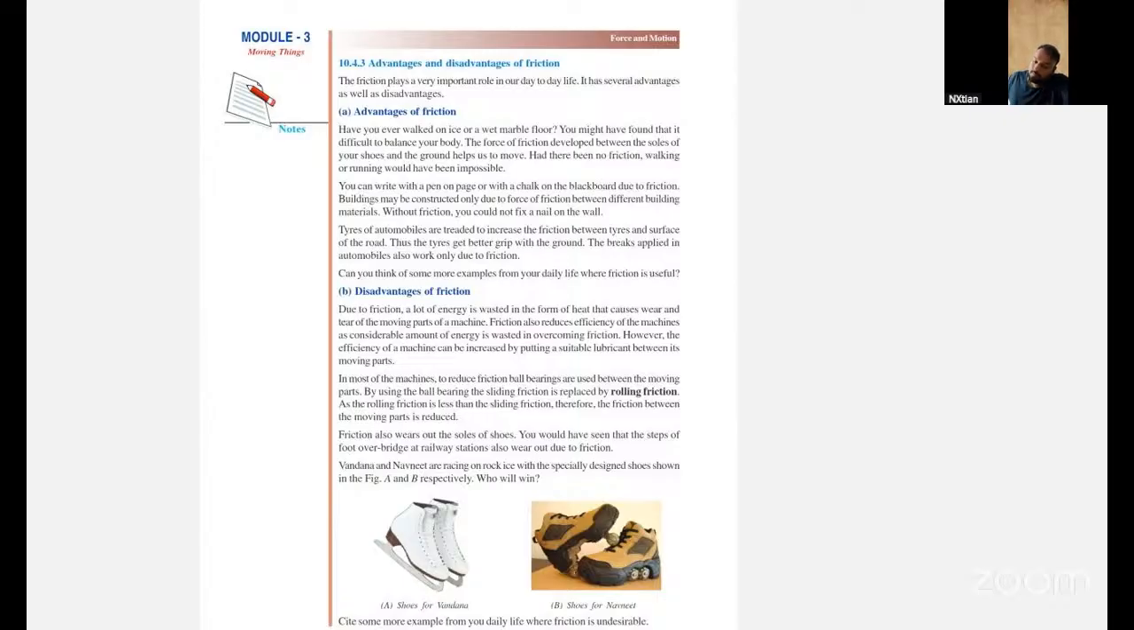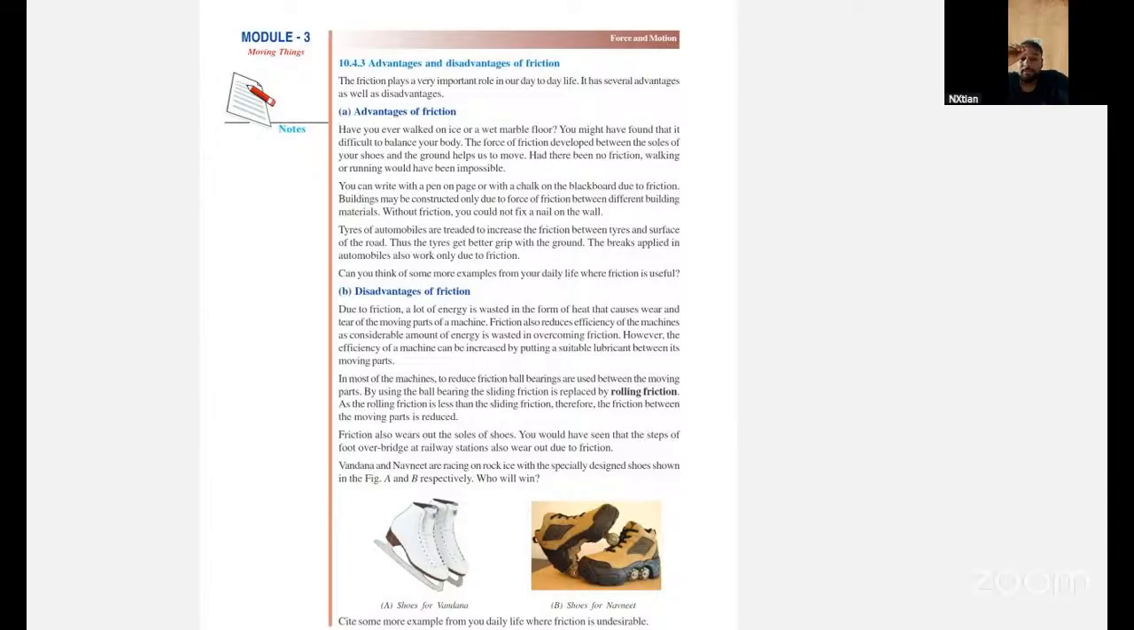Disadvantages of friction. Due to friction, a lot of energy is wasted in the form of heat that causes wear and tear of the moving parts of a machine. Friction also reduces the efficiency of machines as a considerable amount of energy is wasted in overcoming friction. However, the efficiency of a machine can be increased by putting a suitable lubricant between its moving parts. In most machines, to reduce friction, ball bearings are used between the moving parts. By using ball bearings, sliding friction is replaced by rolling friction. As rolling friction is less than sliding friction, the friction between the moving parts is reduced.